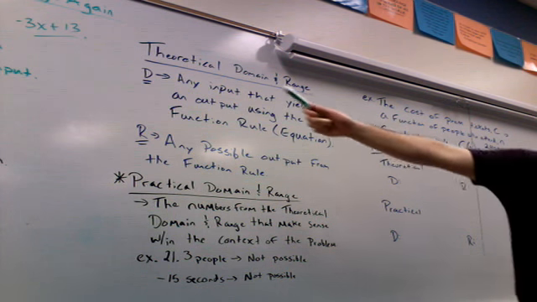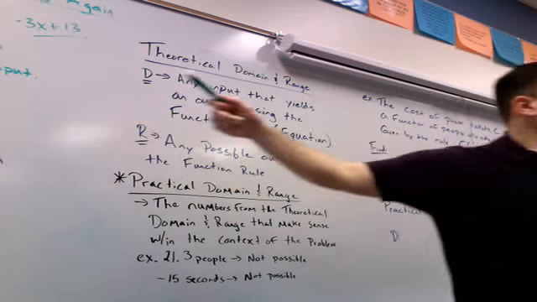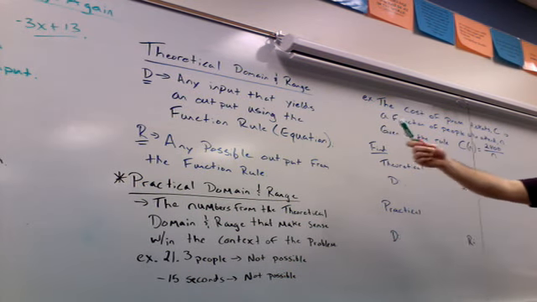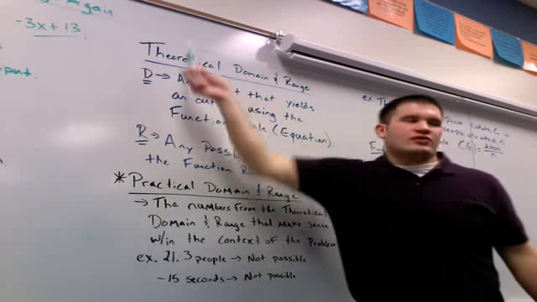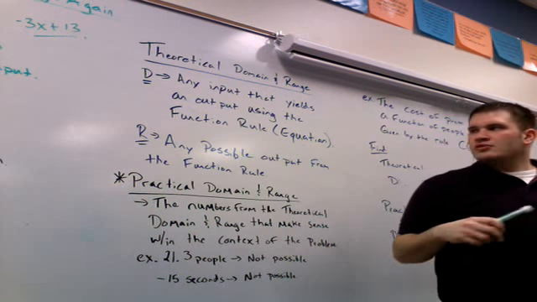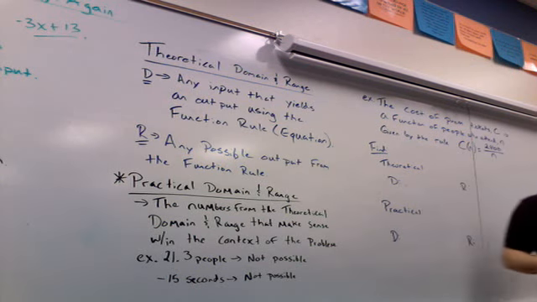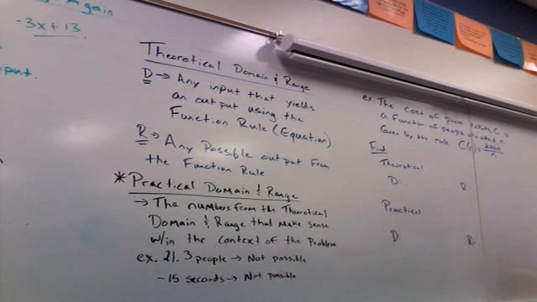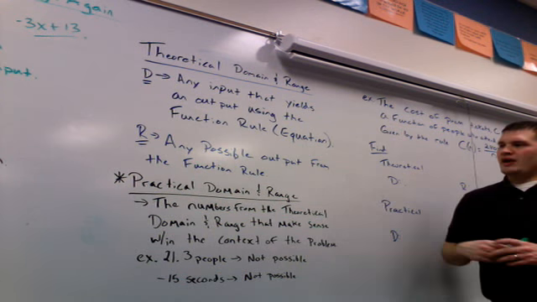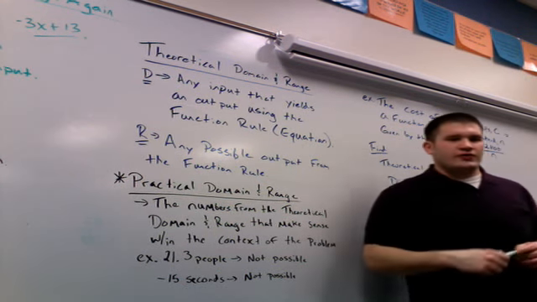This is basically the same thing as what I wrote right here, isn't it? Right? So your theoretical domain is usually the same as your domain. I'm going to go as far as saying it's always the same as your domain. Anytime they ask for just domain and just range, they're asking for theoretical domain and range. So any input that yields an output using the function rule or the equation is a part of our theoretical domain. The range is any possible output from the function rule.